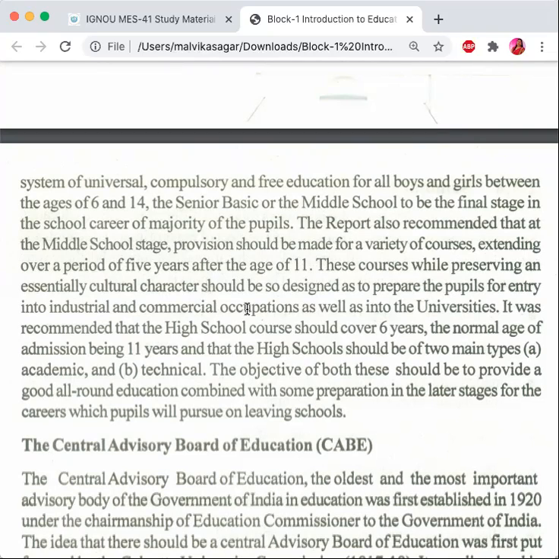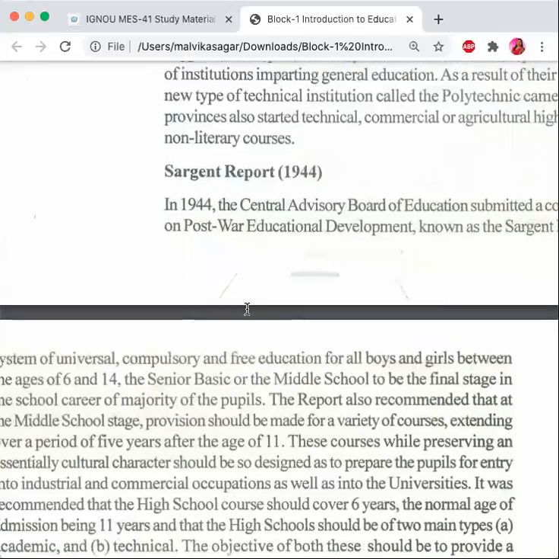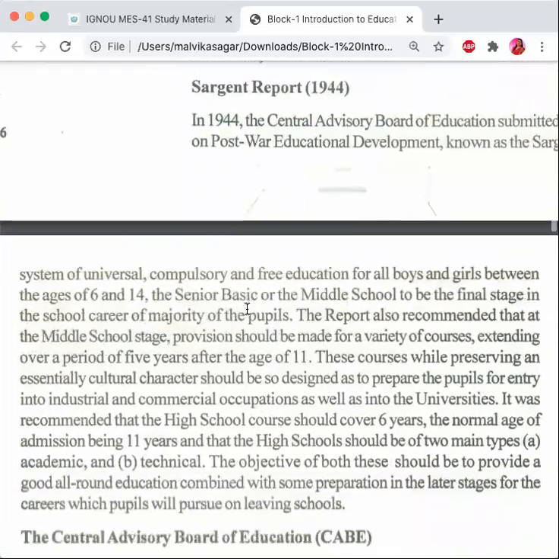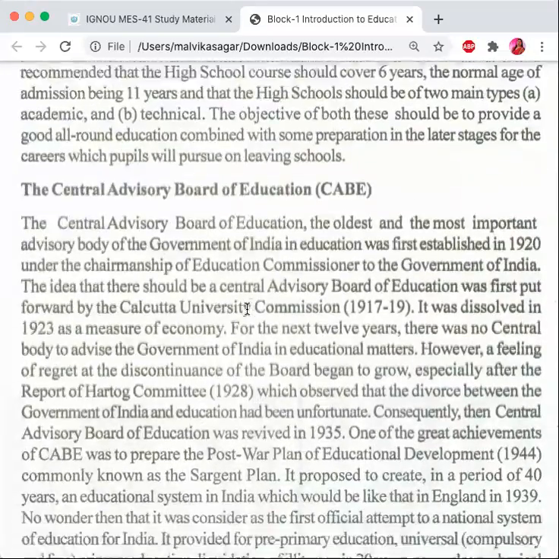It was recommended that the high school course should cover 6 years, the normal age of admission being 11 years. The high school should be of two main types: A, academic; B, technical. The objective of both of these should be to provide a good all-round education combined with some preparation for the later stages of the career which pupils will pursue on leaving the schools. So the recommendation given for the high schools and their admission was given in the Sargent report, which was submitted in 1944. This is an important point.